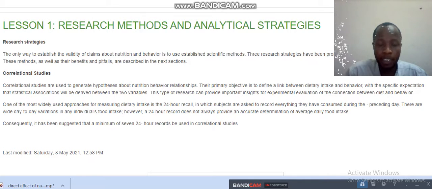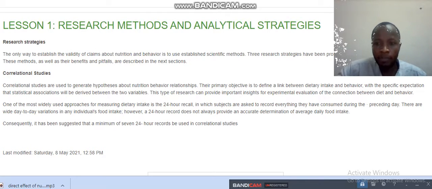So that means a high sugar diet will be the independent variable in this case, and then the hyperactivity behavior or any other behavior that will be on the test will be the dependent variable. So such a study will be assessing the effect of high sugar diet on behavior, and that is called a correlational study.